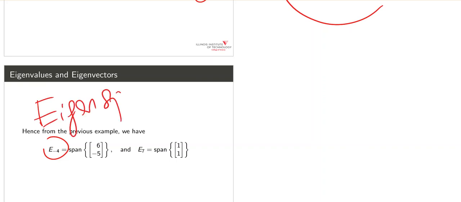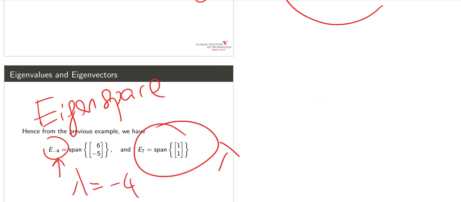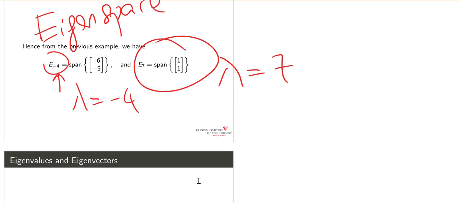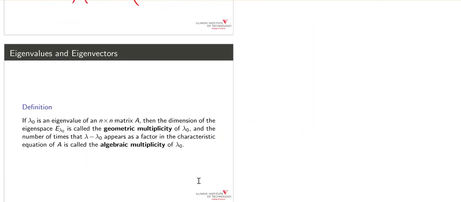So the eigenspace corresponds to lambda equals -4. And this is the eigenspace that corresponds to lambda equals 7. Okay, so these are just terminology. Again, more terminology. We need all this terminology because we want to be able to characterize when a matrix is diagonalizable. This is pretty straightforward. So just remember, these are just terminology, and we're going to use it later.